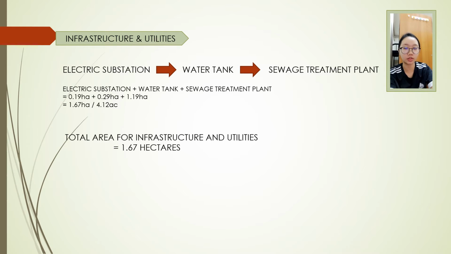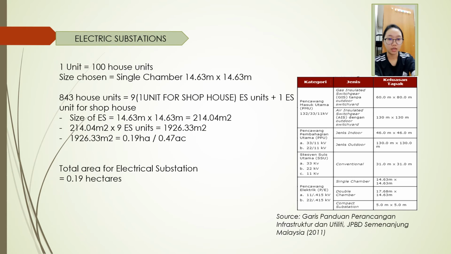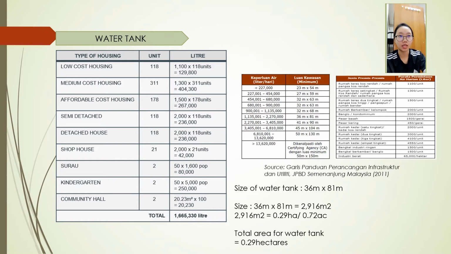The first one is electric substation, then water tank, and sewage treatment plant, and the total area for infrastructure and utilities is 1.67 hectares. The total area for electric substation is 0.19 hectares that we can develop for 8 housing and 1 unit for shop house. The total area for water tank for type of housing and public facility is 0.29 hectares.